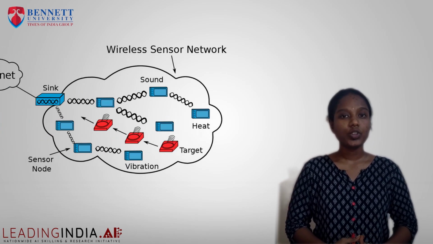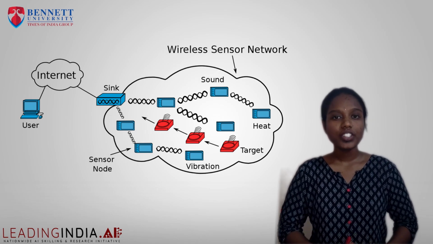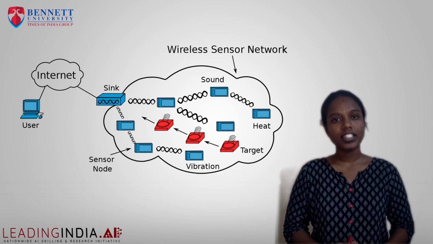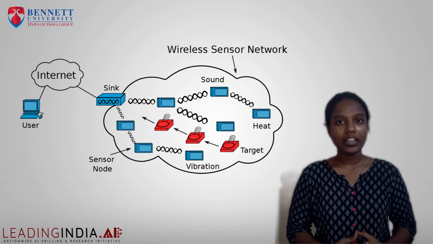A network is said to be live when all the nodes in the network are fully functional. If at least one node in the network is dead, we can say that the network is dead, as the operations of the network will be halted.